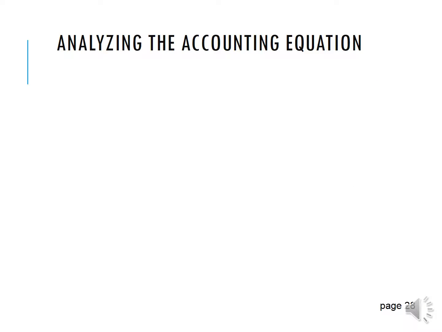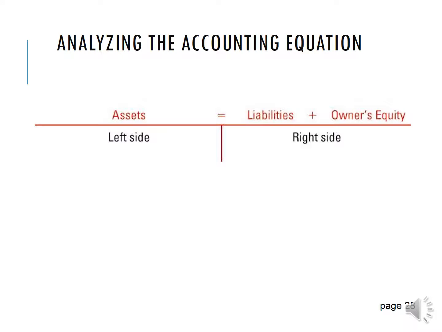So, to analyze the accounting equation, we will draw a T. On the left side, we'll write the word assets. On the right side, we will write the words liabilities plus owner's equity. Assets increase on the left side. Liabilities and owner's equity increase on the right side. So, this accounting equation shows you the increase sides for assets, liabilities, and owner's equity.